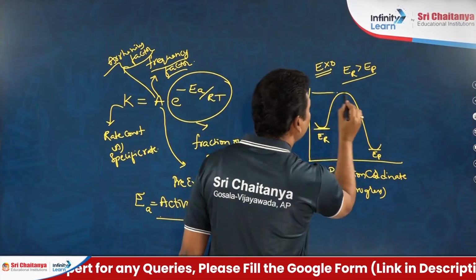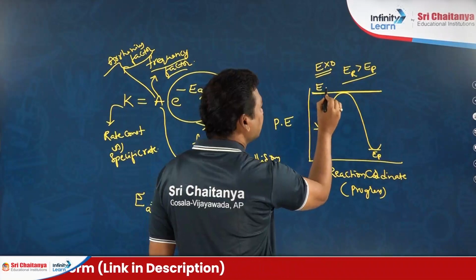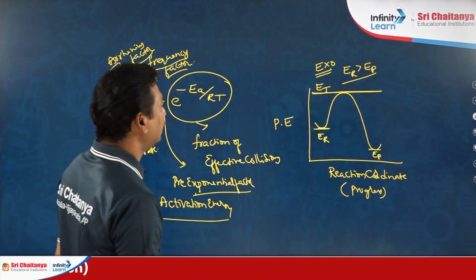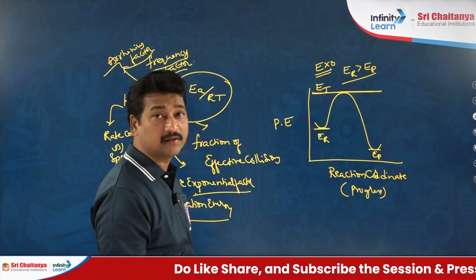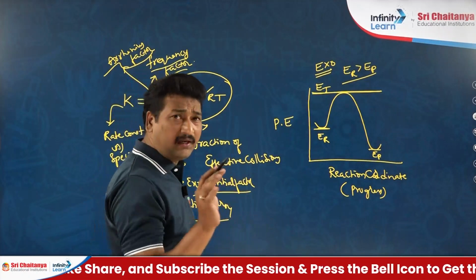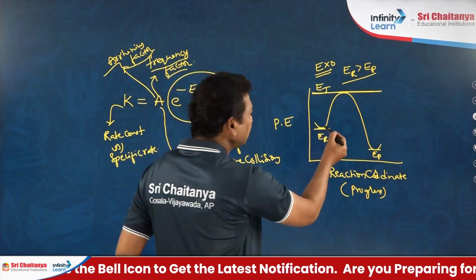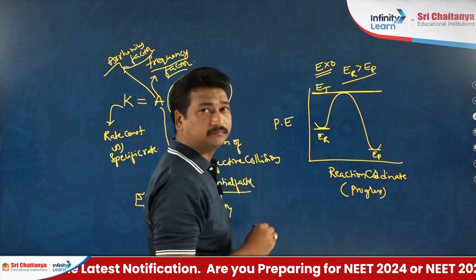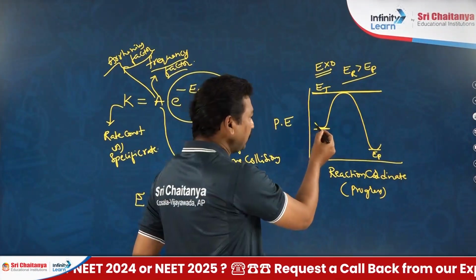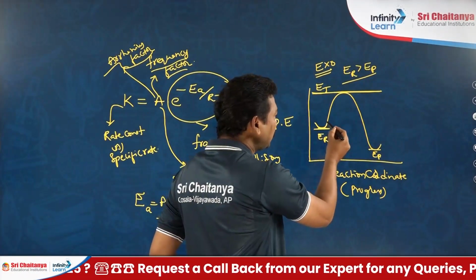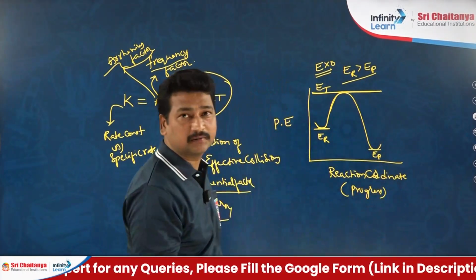And this is an energy barrier. That energy barrier is known as threshold energy, ET: E for the energy, T for the threshold. Any reactant molecules, in order to form the products, must cross over this energy barrier. Then only does product formation take place.